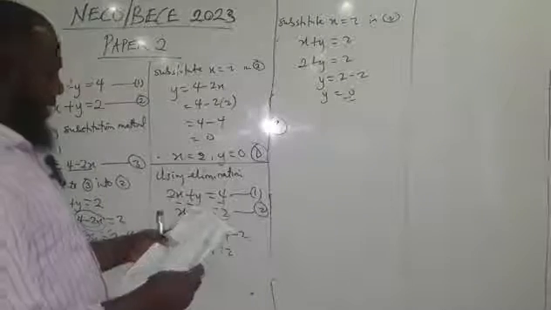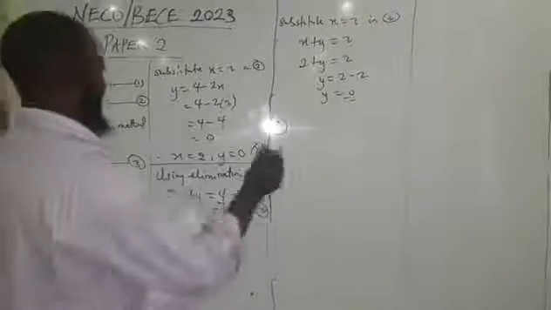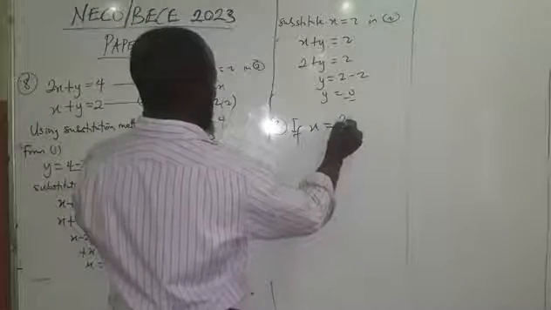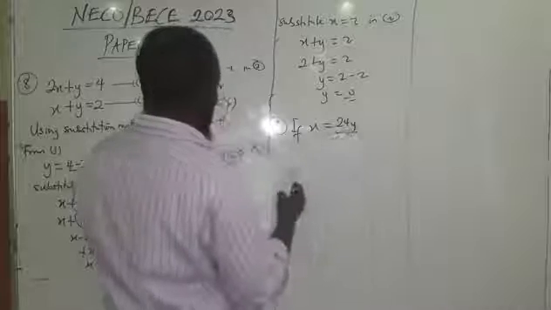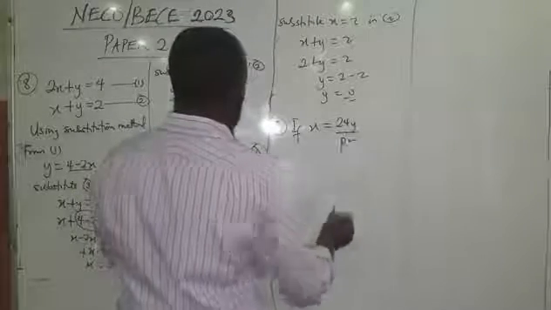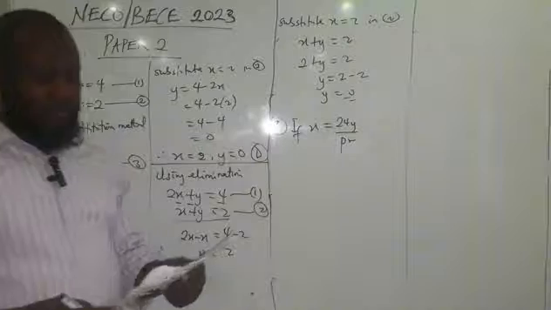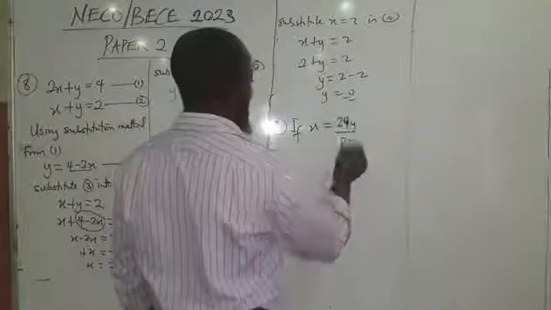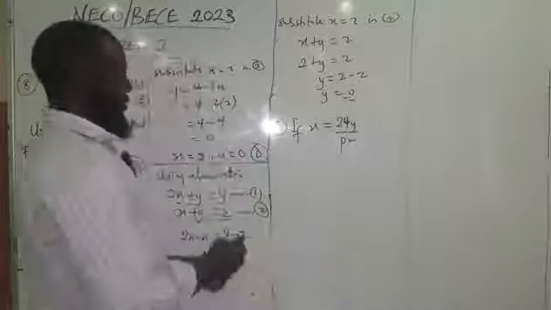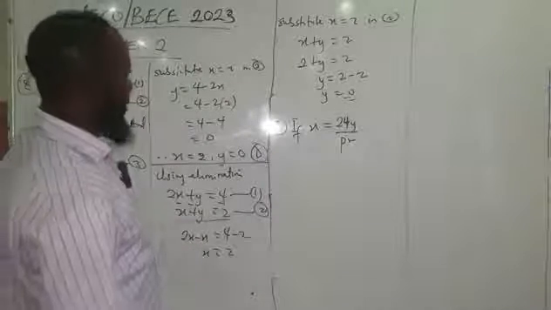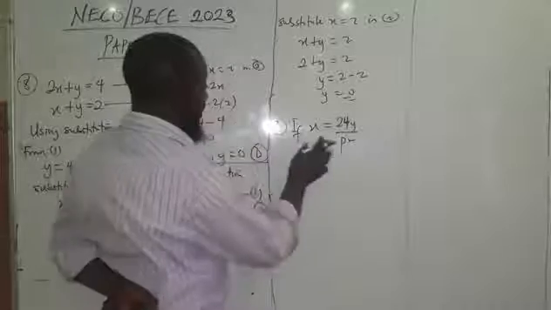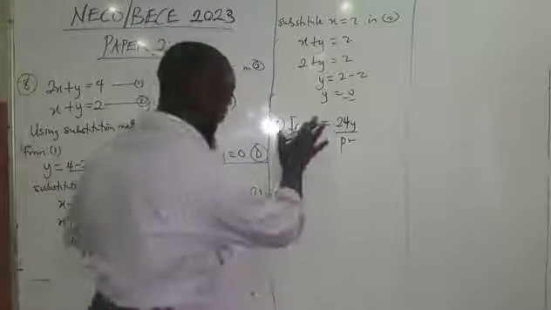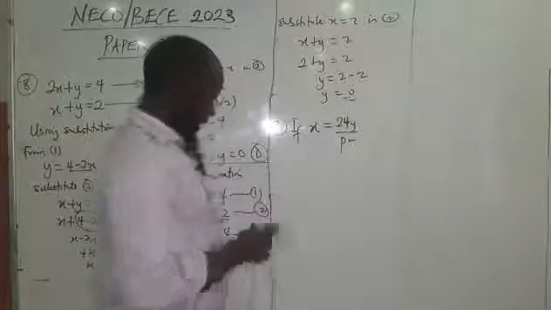Question number 9 says, if x equals 24y divided by PR, make y the subject of the relation. So we want to make y the subject of this formula. In that case, you want y to stand alone, as x is standing alone like this. What are we going to do here?